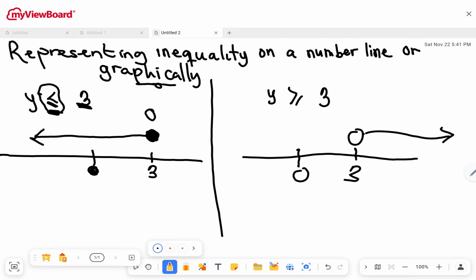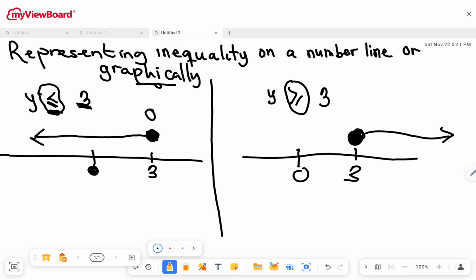Now after doing that, because of the equals to, or because this one is called y is greater than or equals to, it means we must make sure that we deepen the circle that we write over there.